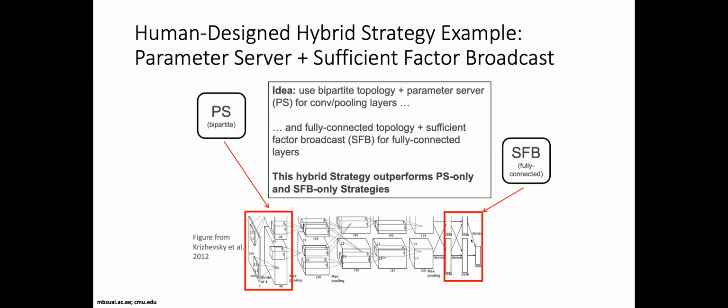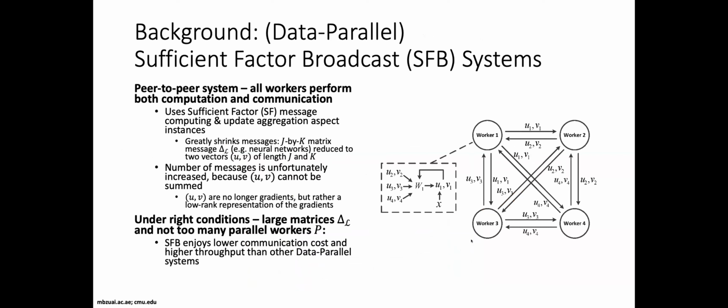In particular, sufficient factor broadcast is essentially the idea that for most of what we call affine transformations, Ax plus b, the stochastic gradient of one data sample turns out to always be a rank 1 matrix. So you don't have to send the matrix over, you can just send the two vectors for the rank 1 decomposition over the network. And the disadvantage of this is that you can't add these rank 1 vectors together. You have to send each of them individually.